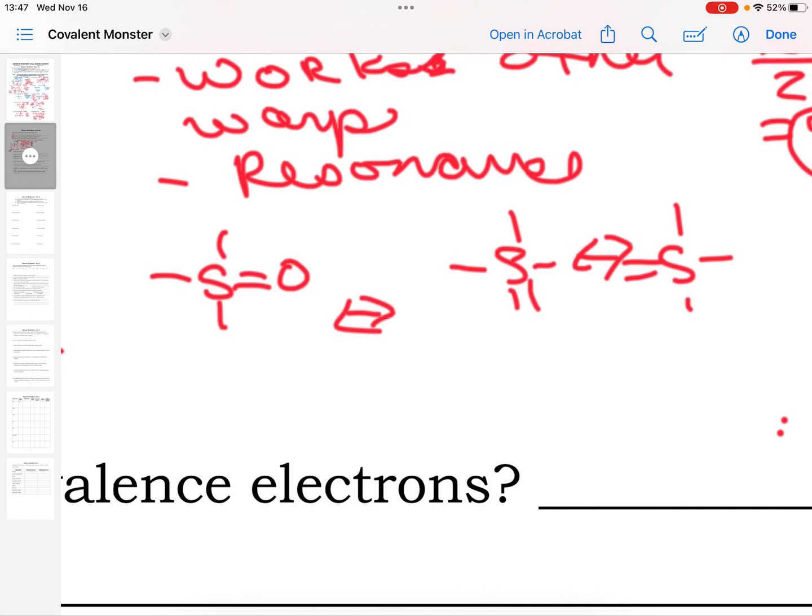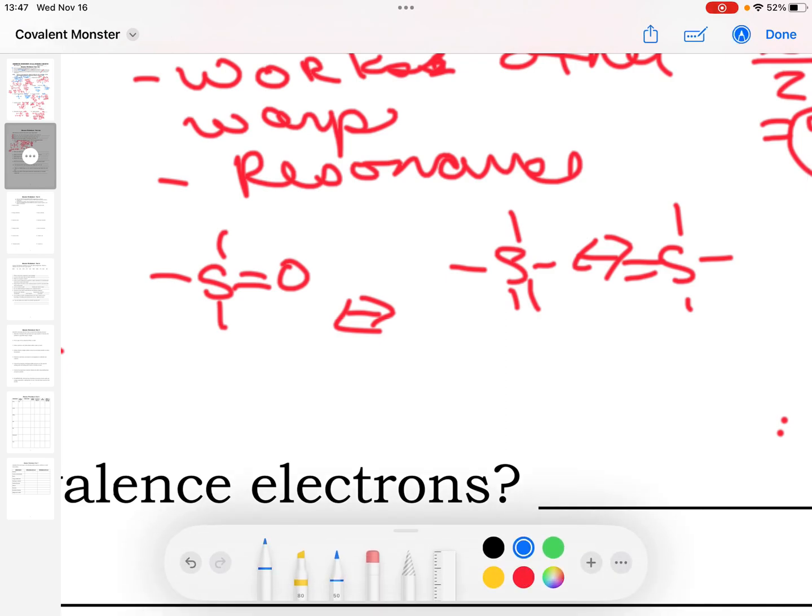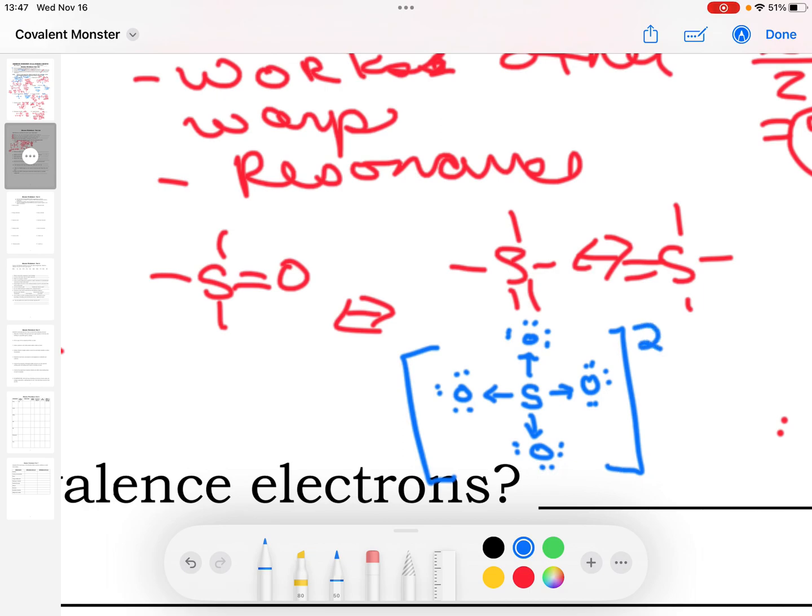The way that we would usually draw this in order to not violate the octet rule would be S, and these would all be coordinate covalent bonds with our O's, and then all of these would be like this. Again, I'd put this in parentheses with the 2 minus. This would be what I would expect you to give me.